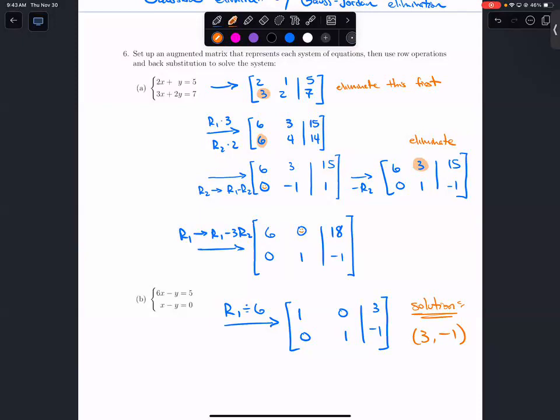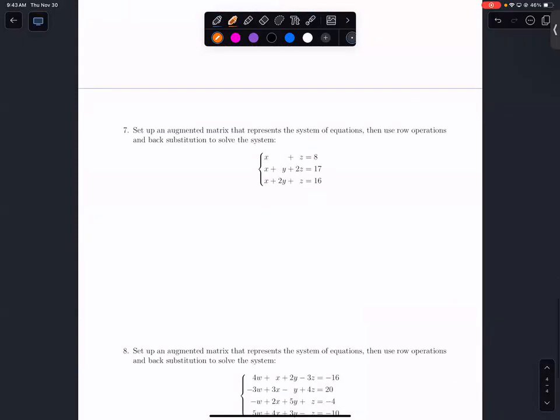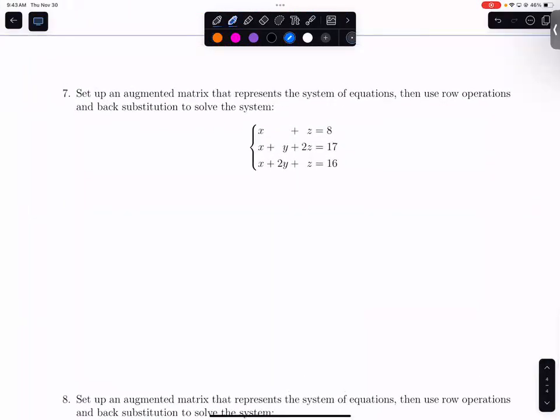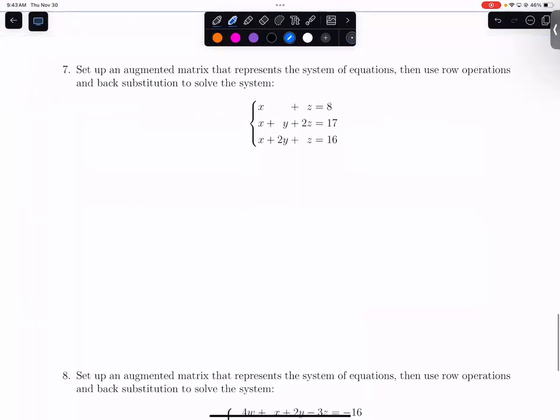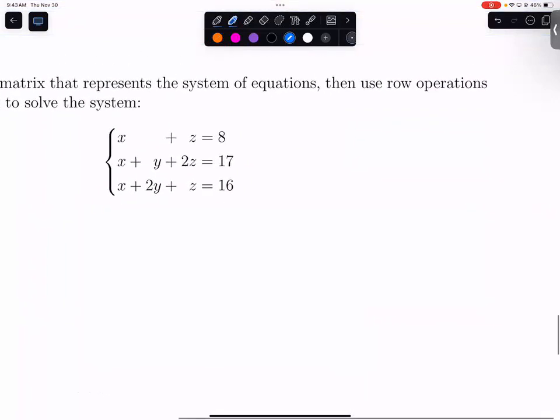Okay, questions about that? B would be a very similar sort of thing. 7 and 8 on the back, same idea, but bigger systems, right? So this has 3 equations and 3 unknowns. If I'm going to write it down as a matrix, what would it look like then?